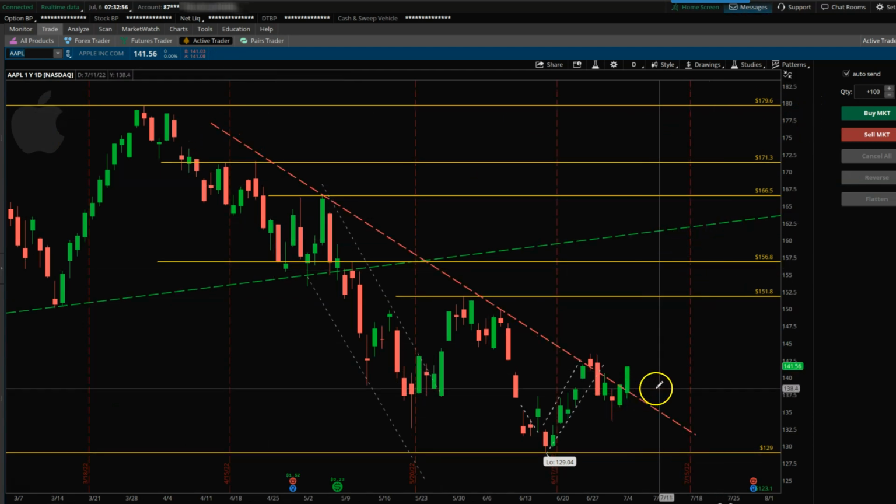Okay. Apple, definitely like to see that as well. This has already, I would say, attempted a breakout above this downtrend line.